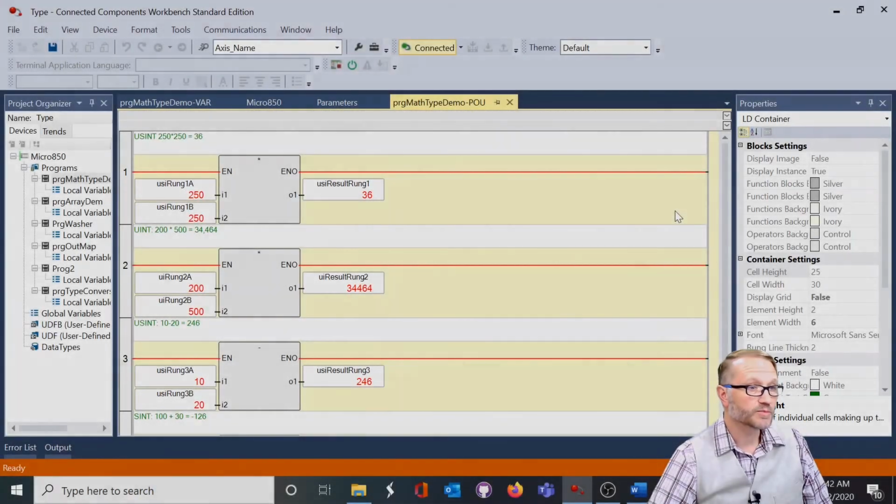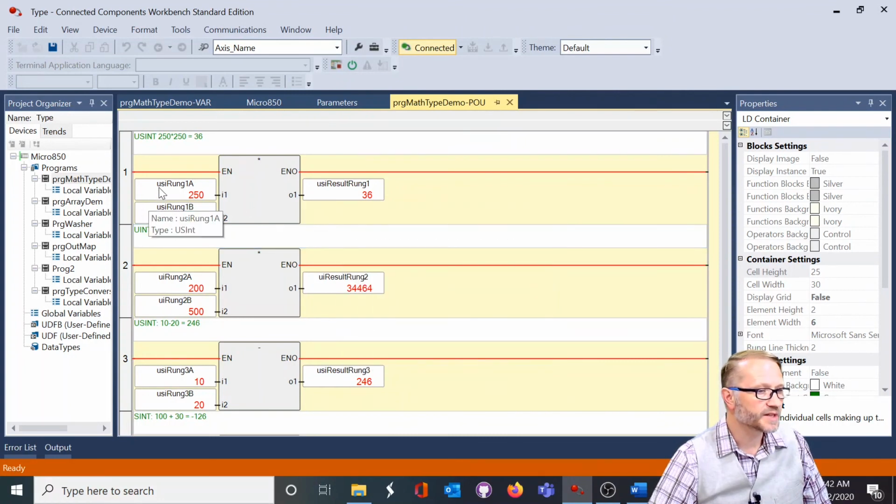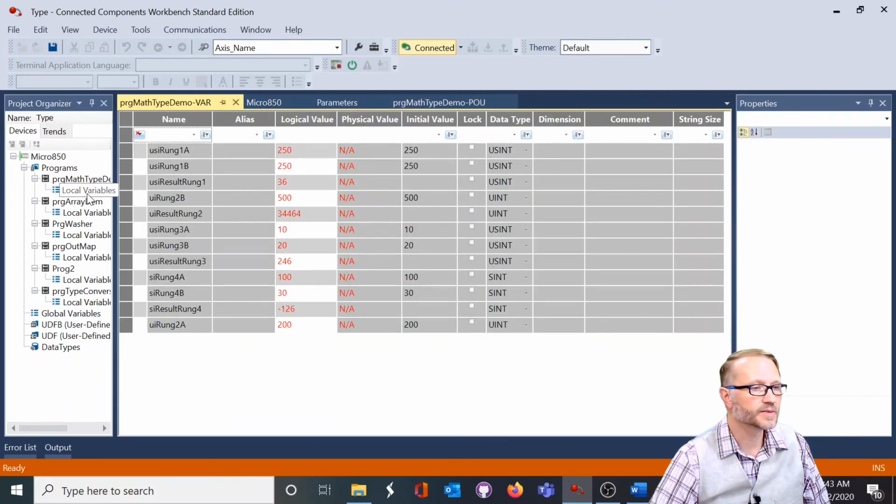Here's that example running in connected components. We have 250 times 250 is equal to 36. You'll notice that these are unsigned short integers. And you can see that by hovering here where you see the type US int. You could also see that in local variables where, let's see, it's this one right here, unsigned int, a value of 250.